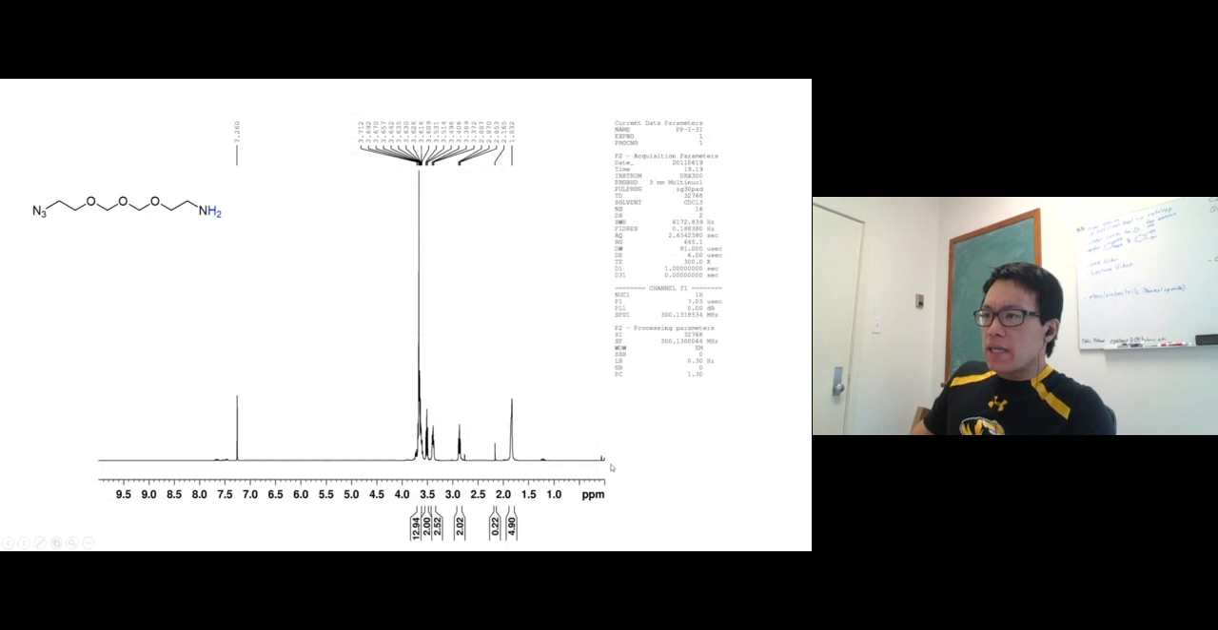Can you tell where the signal of the NH2 is right here? You will see the broad one right there, about 1 to 3 ppm.